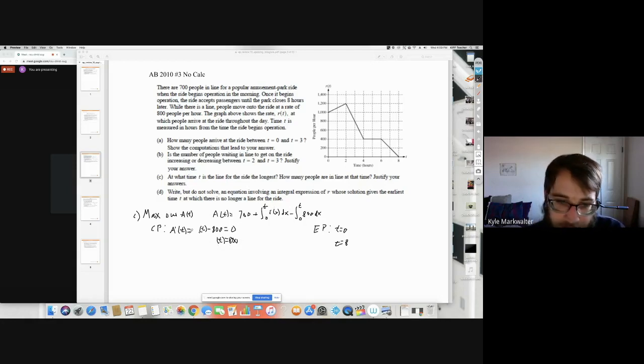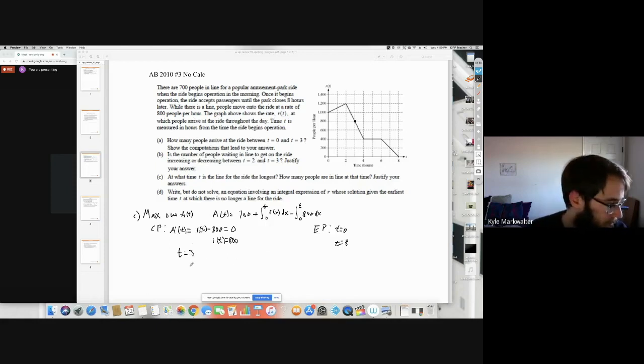Our graph equals 800 right there at t equals 3. So we have all of our values now. You get 1 point for thinking about t equals 3. Then we gotta do some work here, right?